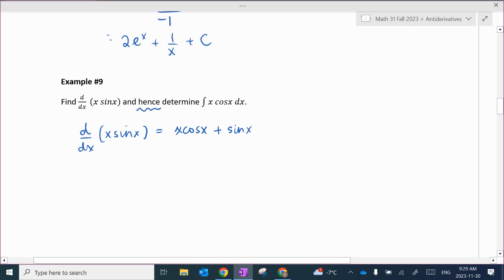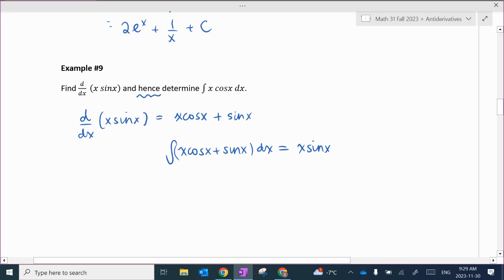Okay. And then it says, and hence, so usually when it says hence, it means use what you got from that first part to help you do the second part. So it's asking us to determine the antiderivative of x cos x. So we know the antiderivative of x cos x plus sine x would be what? X sine x. Yeah, we just kind of showed that, right? We found the derivative of x sine x, so it follows logically then that the antiderivative of our derivative would be our original function.